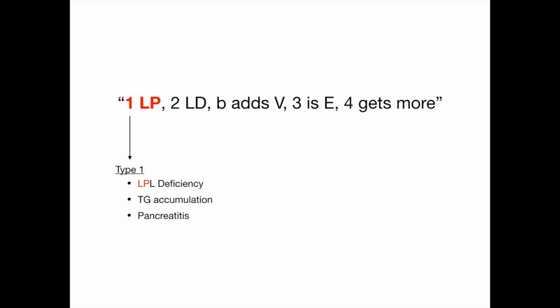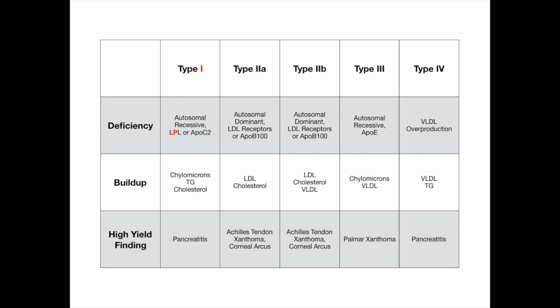Okay, so now let's look at our chart and make sure that this makes sense in the context of what you need to know for USMLE and COMLEX. So type 1, the deficiency is either LPL or ApoC2, but in most of the questions, they're going after LPL. So 1 LP is going to tell you that it's an LPL deficiency. The buildup is going to be chylomicrons, triglycerides, and cholesterol. The cholesterol should make sense because it's a dyslipidemia, but specifically, the high yield finding is triglycerides, and that's the reason that you see pancreatitis.